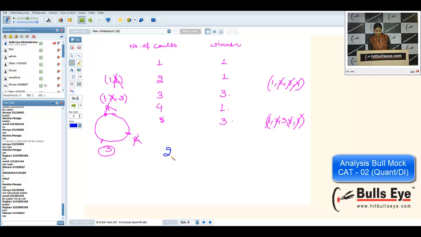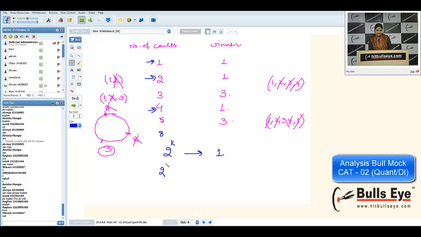Whenever I am getting a power of 2, who will be the winner? 1. This is always true. We can see it in case of 4, in case of 1 as well, because 1 can be written as 2 raised to power 0. In case of 8, we can see 1 will always be the winner.